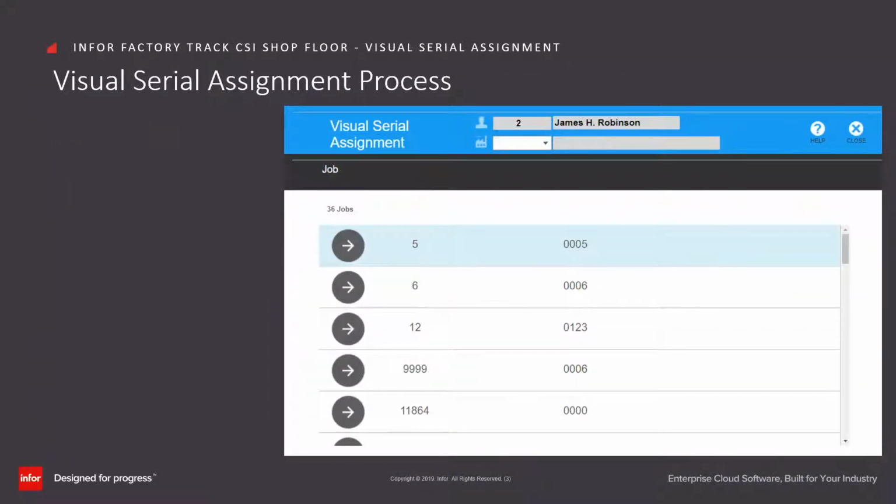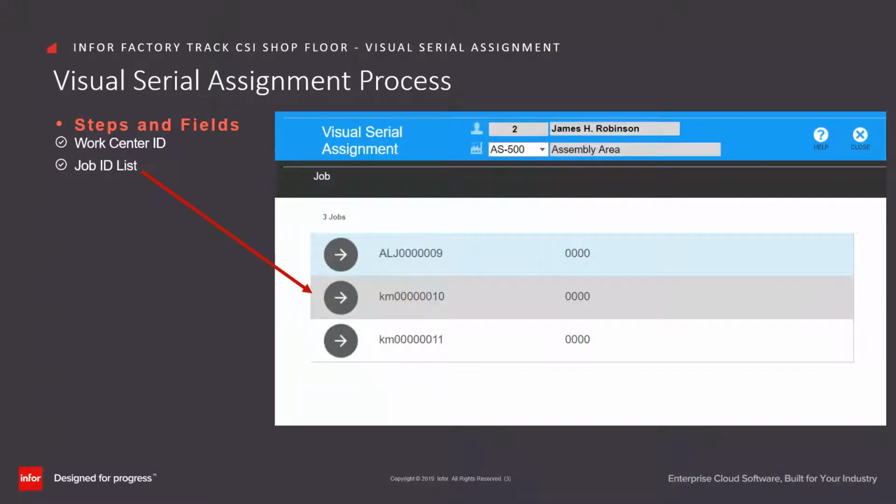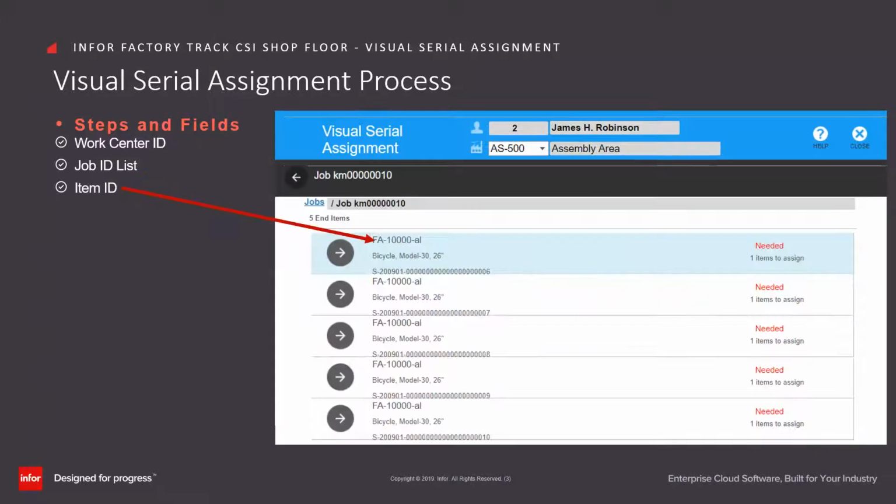To assign serialized component material to a serialized end item, use the Visual Serial Assignment form. Enter or select from the drop-down the Work Center ID to filter the list of jobs to those associated with that work center. Optionally leave this field blank to display all jobs. From the jobs list, select a job ID to which to assign material. A list of the end items included in the job is displayed.